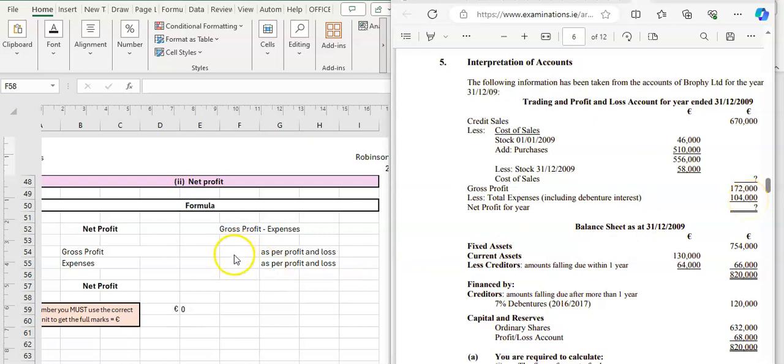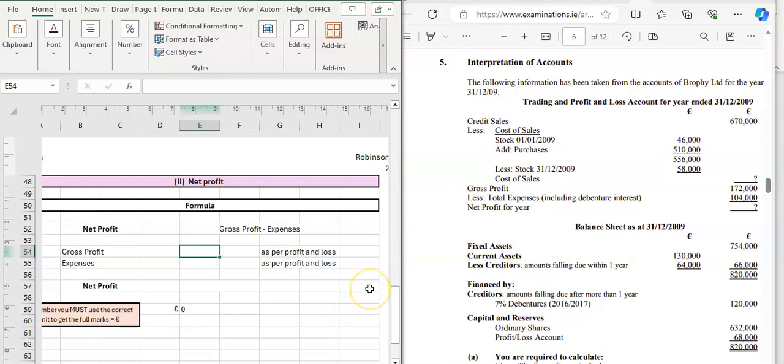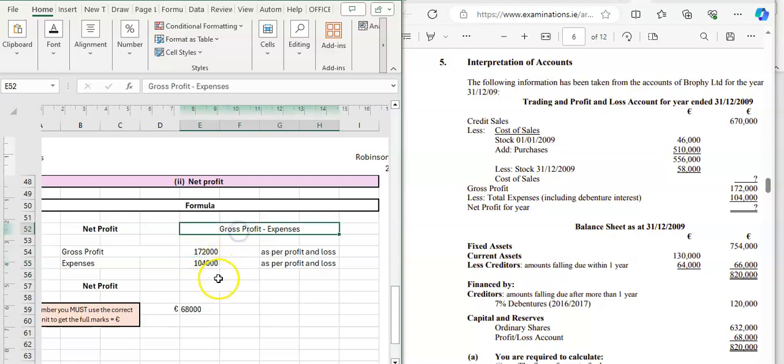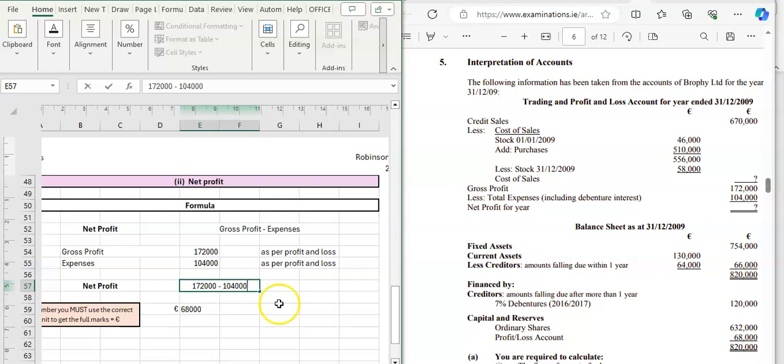So the figures that we need for this are your gross profit, which is 172,000, then you're going to need your expenses, which are 104,000. So now that we have the figures that we need to calculate the net profit, we're going to put them into the formula, which is your gross profit of 172,000, take away your 104,000. And when you put that in your calculator, you're going to get 68,000. So your net profit, 68,000.